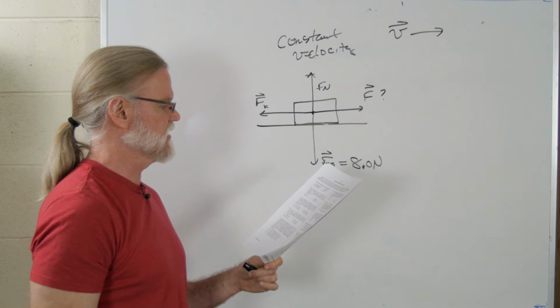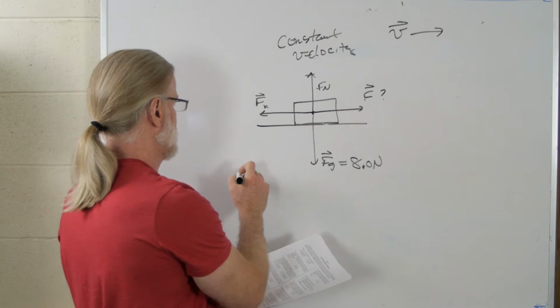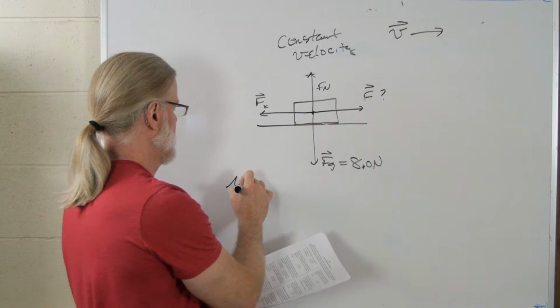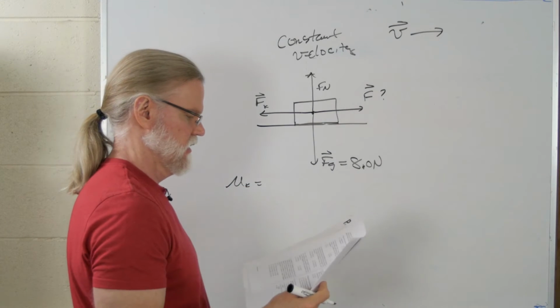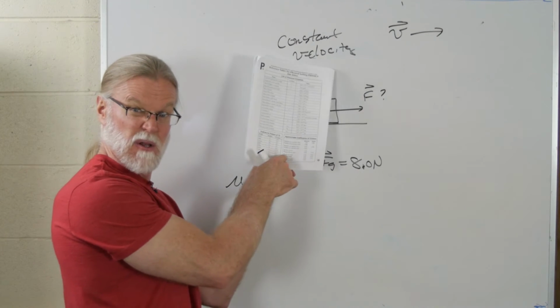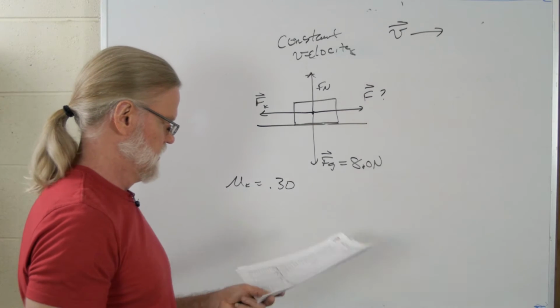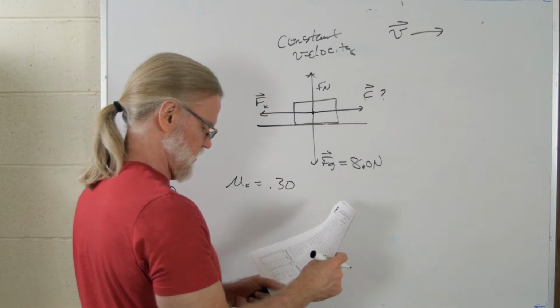All right, well, they gave us a lot of information. They said a wooden block on a wooden floor. So we have the coefficient of friction of a wooden block on a wooden floor on the front of my reference table right there. 0.30 is the coefficient of friction. No units because it's a ratio of two forces.